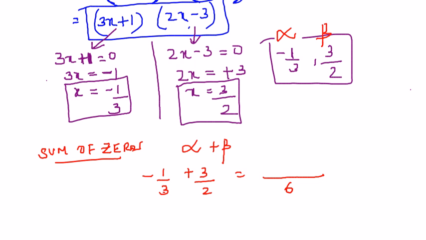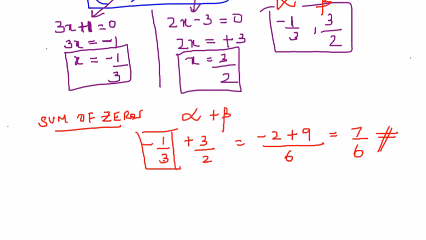So for this term over here it becomes 3 into 2 is 6, so I'm multiplying the numerator also by 2. And here it is 2 into 3 is 6, so I am multiplying the numerator also by 3. See, so this becomes 7 by 6. So this is your answer. The sum of the zeros is 7 by 6.